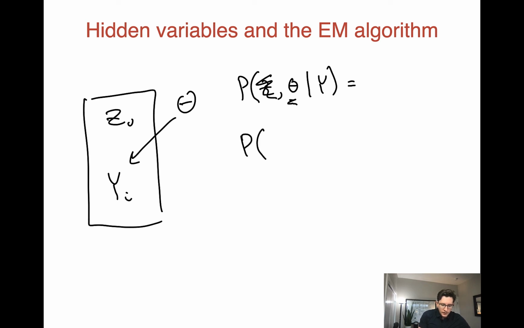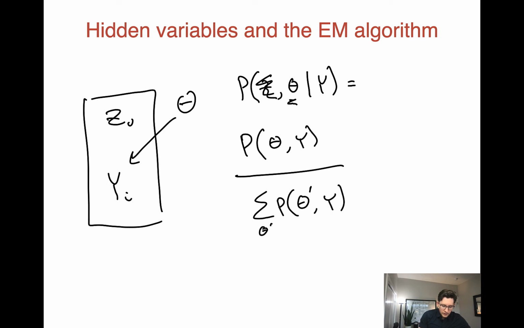This is p of theta comma y over p of y. Well, what is p of y? That's the sum over theta prime of p of theta prime comma y, using theta prime to show that this is a different theta than this one. And again, generally, for example, if theta is all the possible means for our clustering problem, then we have to somehow sum over all the possible values of that mean.